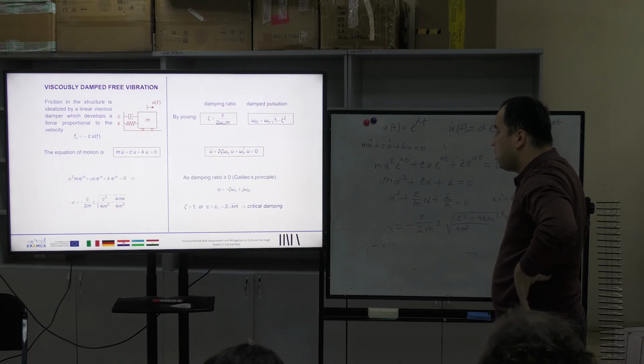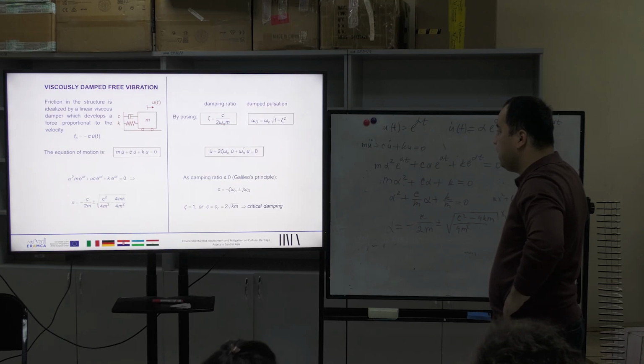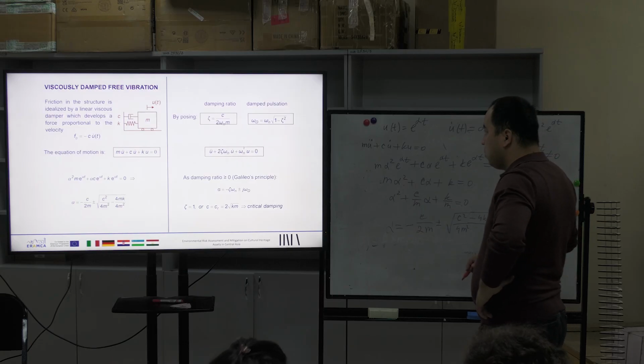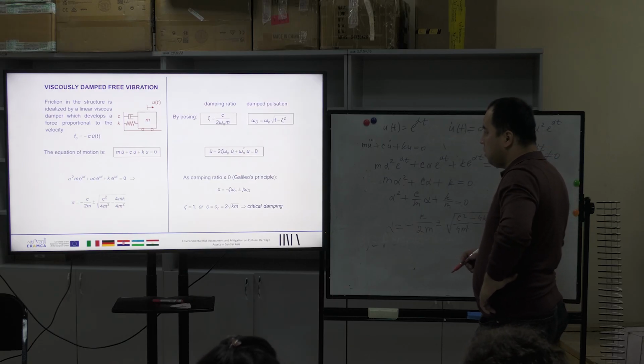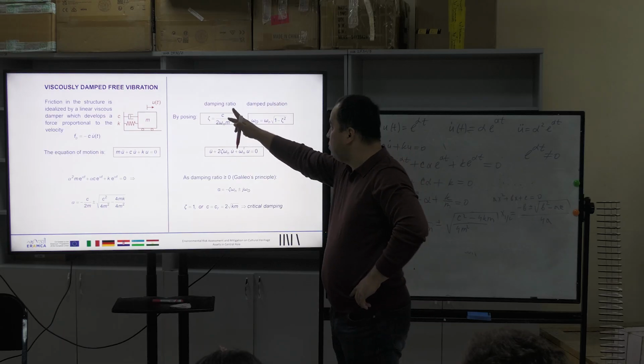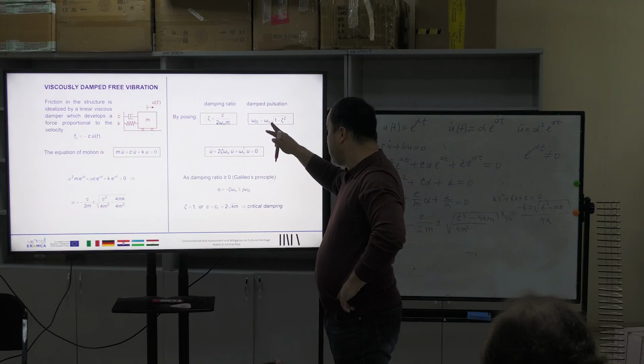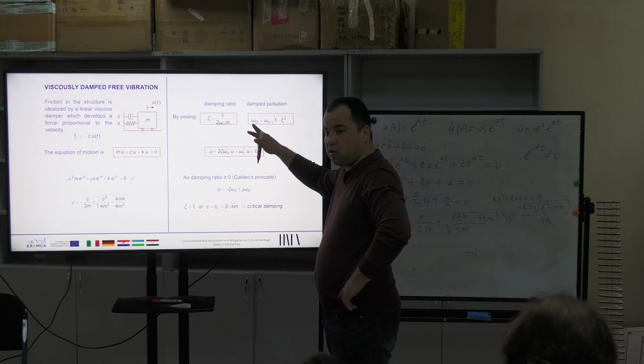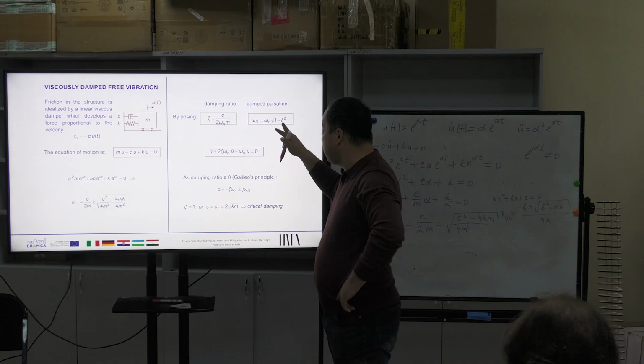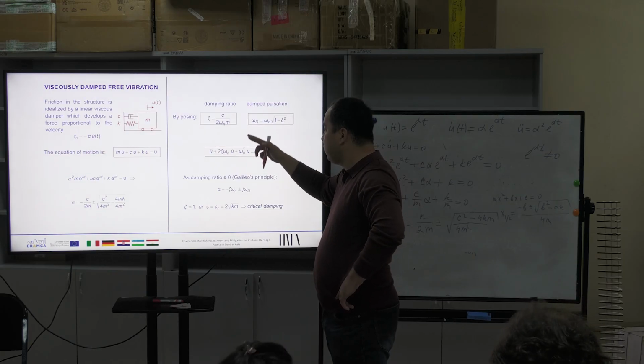By posing, we will find zeta. Zeta is equal to the damping ratio, and pulsation. This is the damping ratio, and this one is the pulsation. This is the natural frequency, this is the damped frequency. Okay? This is zeta. Zeta in the maximum condition could be 1. Okay?